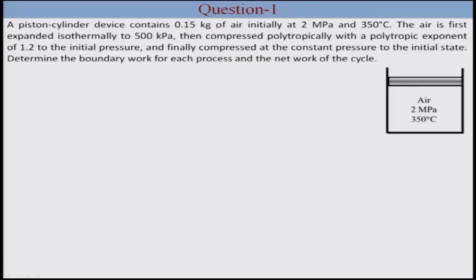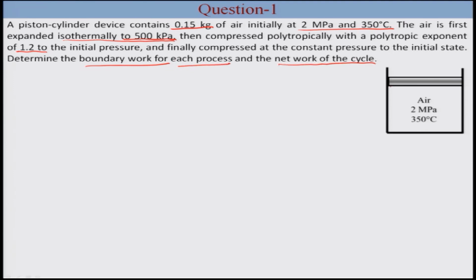A piston cylinder device contains 0.15 kg of air initially at 2 megapascal and 350 degrees centigrade. The air is first expanded isothermally to 500 kilopascal, then compressed polytropically with a polytropic exponent of 1.2 to the initial pressure, and finally compressed at the constant pressure to the initial state. Determine the boundary work for each process and the net work of the cycle.